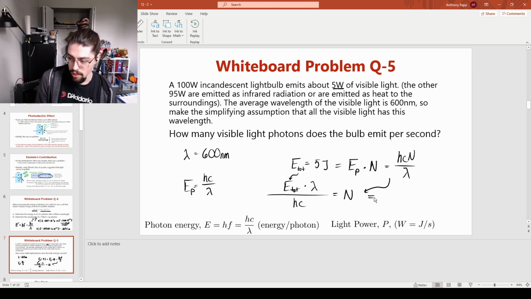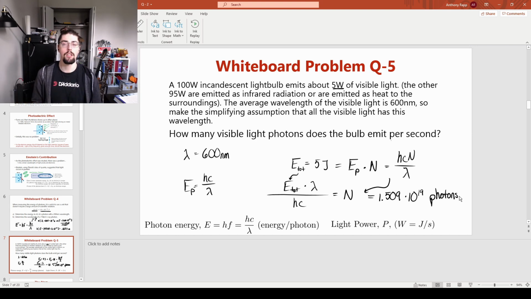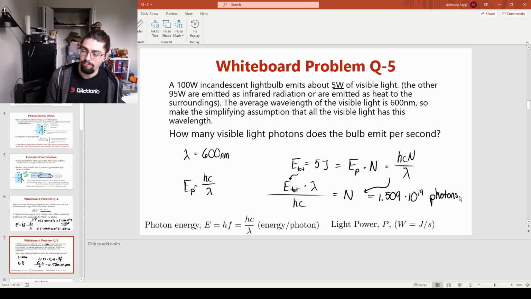When we plug all of those numbers in, we calculate this out, we get something along the lines of 1.509 times 10 to the 19th photons. That is 10 to the 19th photons every single second, exclusively in the visible range. And only 5% of this energy is going into visible light. So there's a lot of photons. And this is kind of a standard, this is how many photons you expect to see. There's a lot of photons.